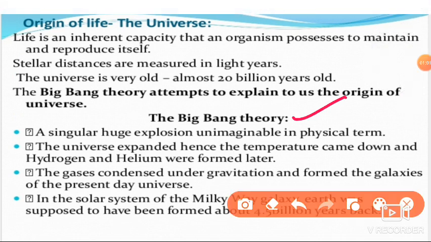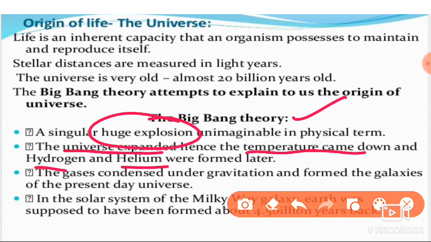Usually, in the Big Bang theory, in the beginning a huge explosion occurs in the universe, and after the huge explosion, the universe expands. When the universe expands, the temperature comes down, and there is a formation of hydrogen and helium gases. Under condensation, the gases are condensed under gravitation, because the universe has gravitation, and there is a formation of galaxies of the present universe.